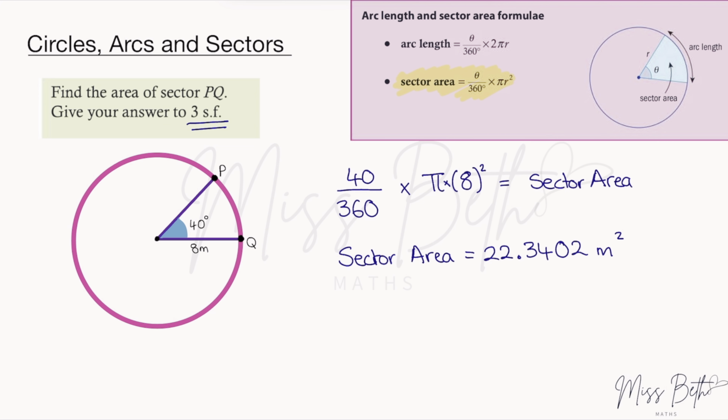Okay, so if I take a quick look at my answer, I'm going to count the first 3 figures that are significant. Draw my line, look next door, I've got a 4, so I'm going to round down. So this answer will approximate to 22.3 meters squared, and then we have our answer for the sector area.